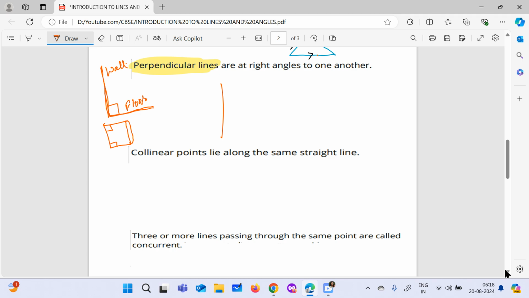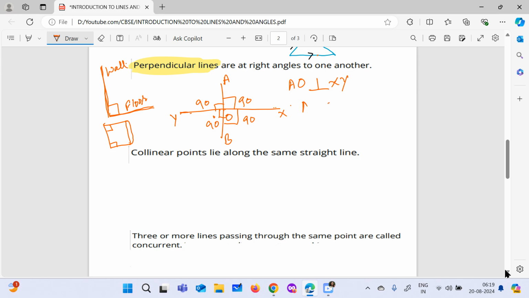So let me show you. If I say A, B, O, and X, Y, here AOX forms 90 degrees. And here also 90 degrees, here also 90 degrees, and here also 90 degrees. So I can say that AO is perpendicular to XY. Why am I saying it is perpendicular? Because AO is at 90 degrees on line XY.